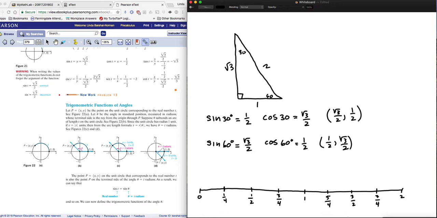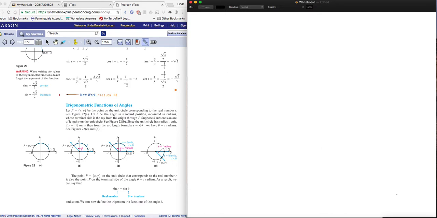I want to go to a blank page. Hopefully I got enough blank pages here. Turn that one off, turn that one on. All right, now we're going to draw a big circle here, hopefully with enough room to actually fit everything in that I want.